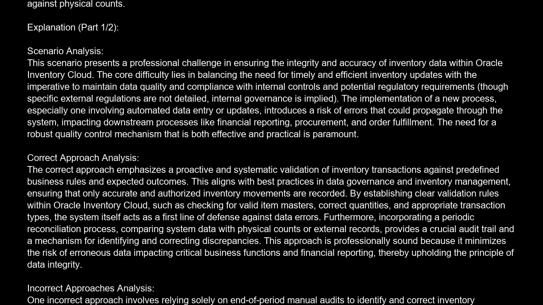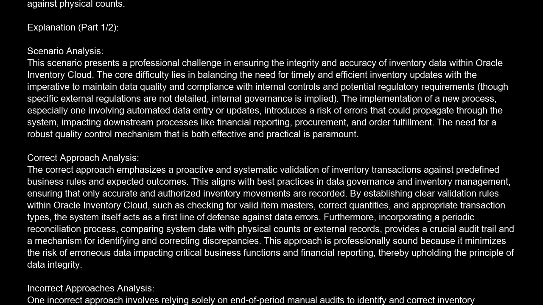The correct answer is D. Implement automated inventory transaction processing with robust validation rules and a periodic reconciliation process against physical counts. Explanation. Scenario analysis. This scenario presents a professional challenge in ensuring the integrity and accuracy of inventory data within Oracle Inventory Cloud.